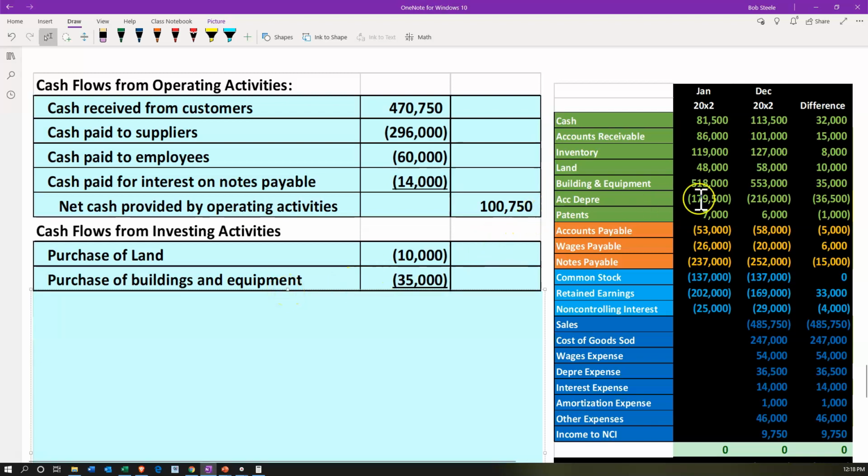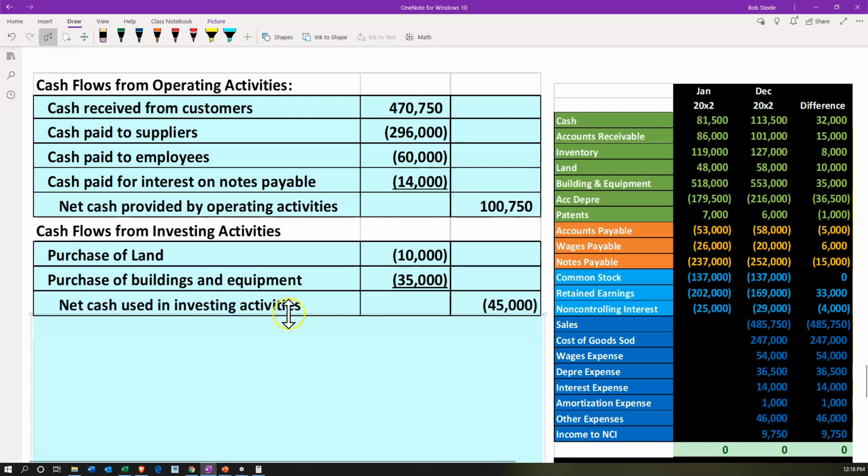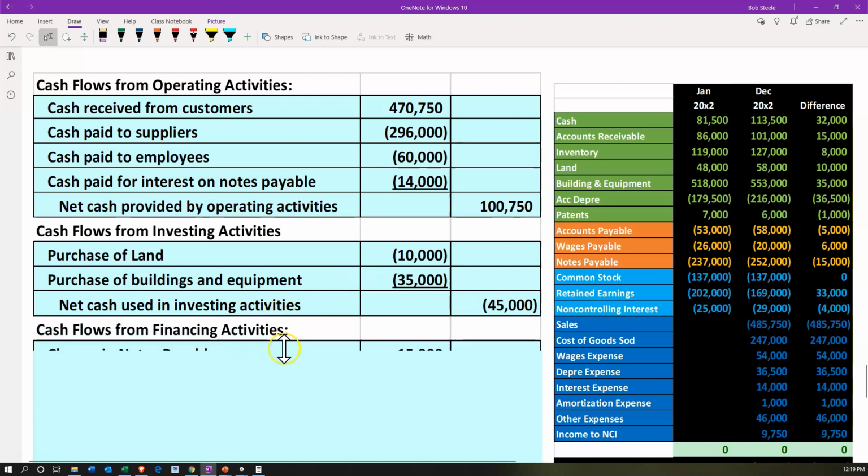Same with the building. It went up by $35,000. We assume more building was purchased. We're going to assume it was purchased with cash, but it might be more complex than that. If so, then I would use the $35,000 now, mark it off, and then go back to the more complex activity in the future when you have more time and you have reconciled this thing. And then we have the net cash provided by investing activities, the 10 and the 35, adding to the 45.